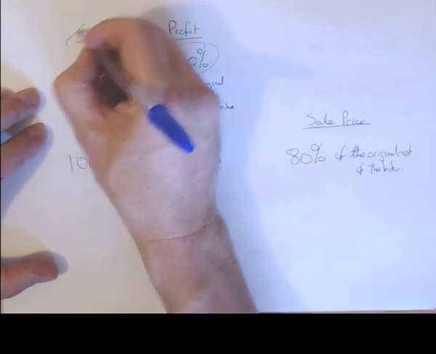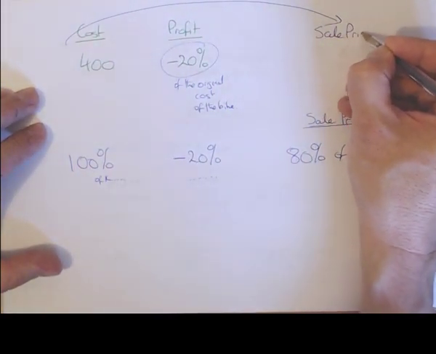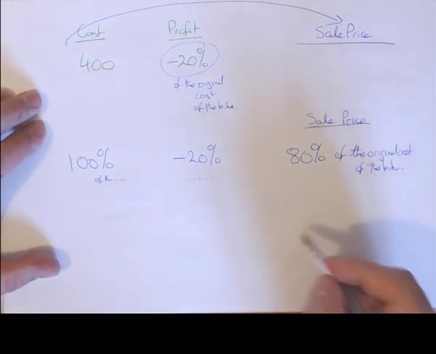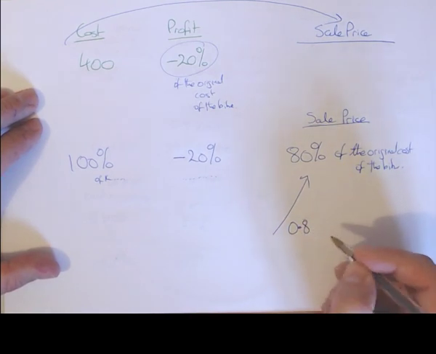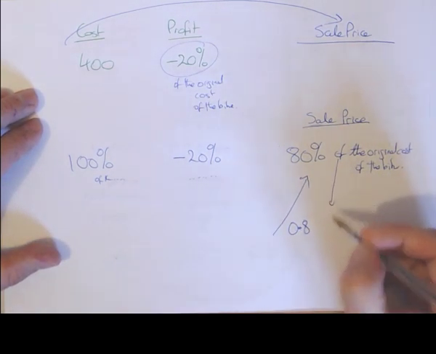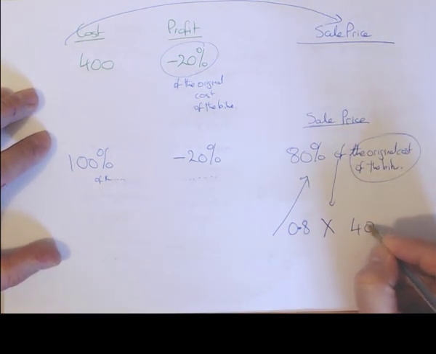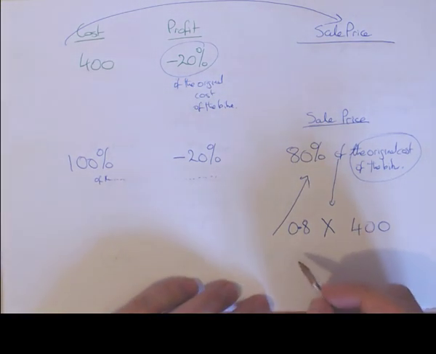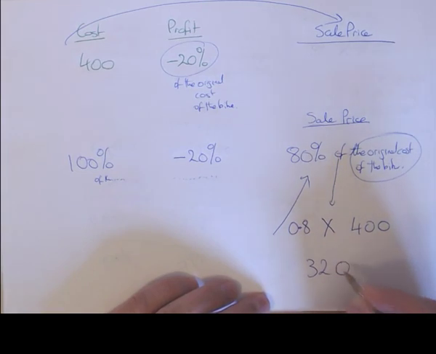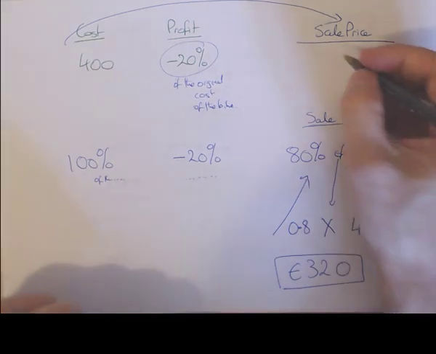So to go from cost directly to sale price in one step, we do this. What's 80%? Well, you know how to convert 80% to a decimal. We know that in maths of means times, and we know the original cost of the bike was €400. So we just type that into our calculator and we'll get our answer. 0.8 times 400 is of course 320, and that will be our answer directly.